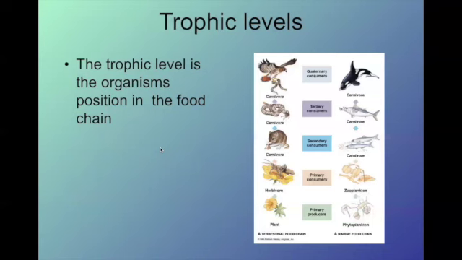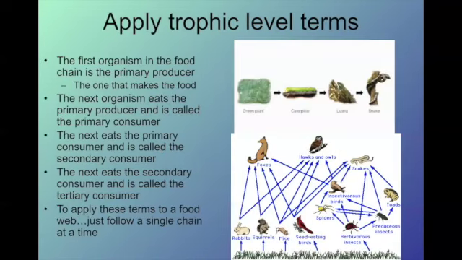We talked about trophic levels already. You guys know how to apply them. So basically, the plants are the primary producers, herbivores are primary consumers. And then we have our secondary consumers eating primary, our tertiary eating secondary, and our quaternary eating tertiary.